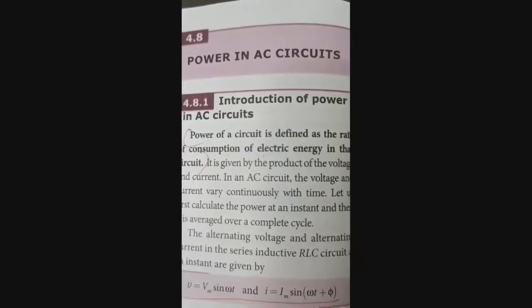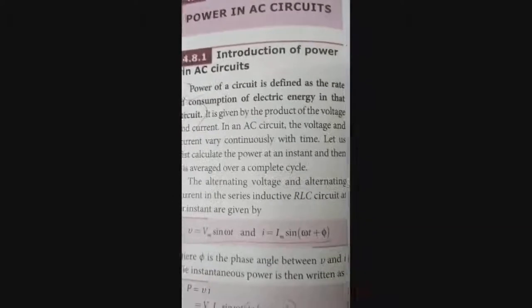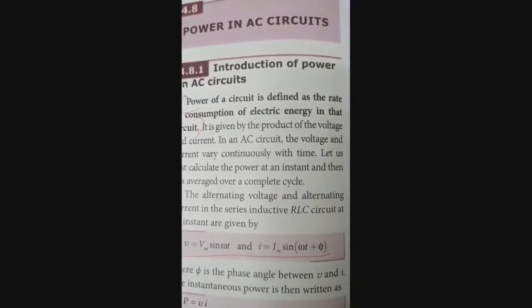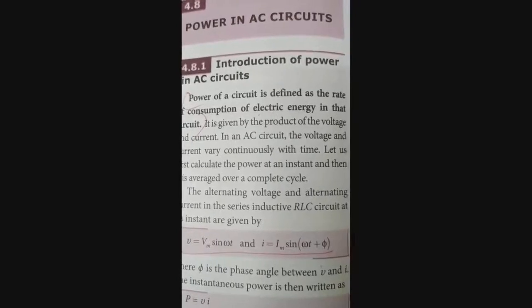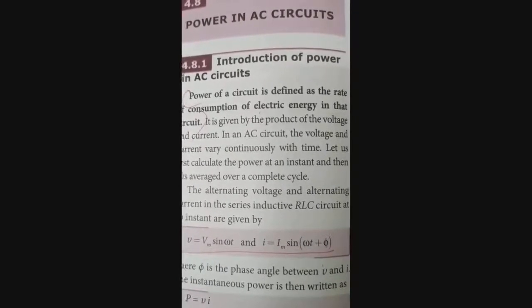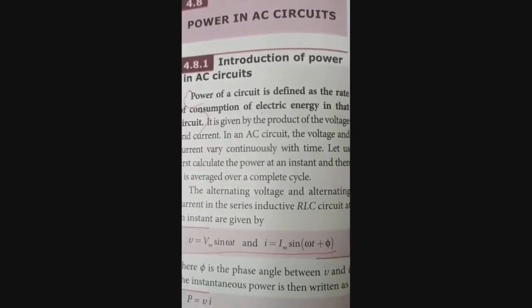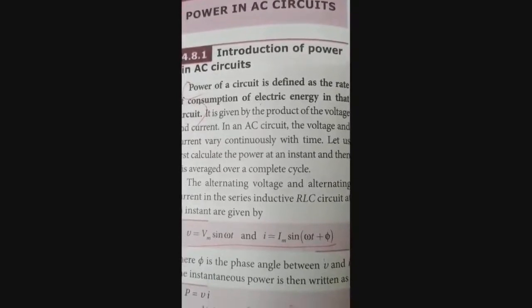Power in AC circuits. Here, what is power? You already know this definition. Power is nothing but the rate of consumption of electrical energy in that circuit. So how can you calculate power now? You know V is equal to Vm sin omega t, and I is equal to Im sin(omega t plus phi), where phi is the phase angle between V and I.